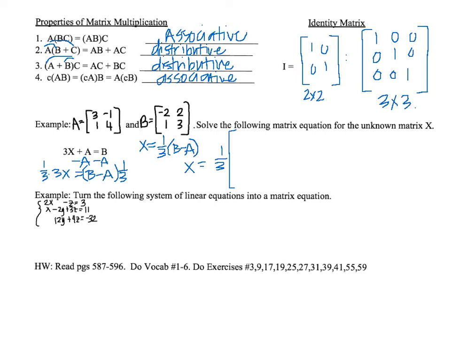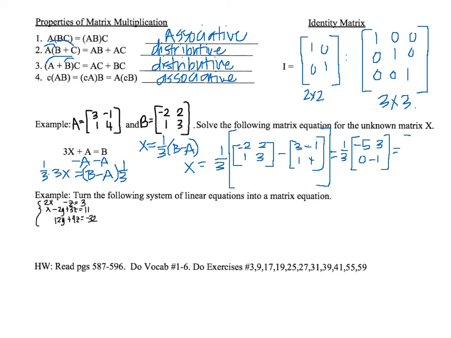1/3 times, all right, matrix B looks like -2, 2, 1, 3 minus 3, -1, 1, 4. Okay, which is 1/3 times the matrix. All right, let's try this again. -5, 2 minus -1 is 3. 1 minus 1 is 0. 3 minus 4 is -1. And if you take each of those times 1/3, please leave your answer in fraction form. -5/3, 1, 0, -1/3.